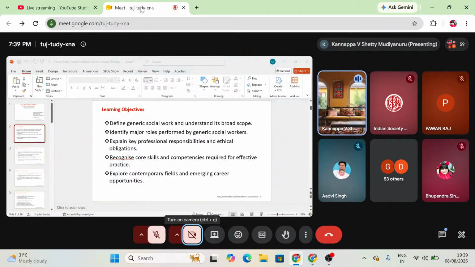So, what are the major learning objectives of my talk today? Define generic social work and understand its broad scope. Identify major roles performed by generic social workers. Explain key professional responsibilities and ethical applications. Recognize core skills and competencies required for effective practice, and explore contemporary fields and emerging career opportunities.